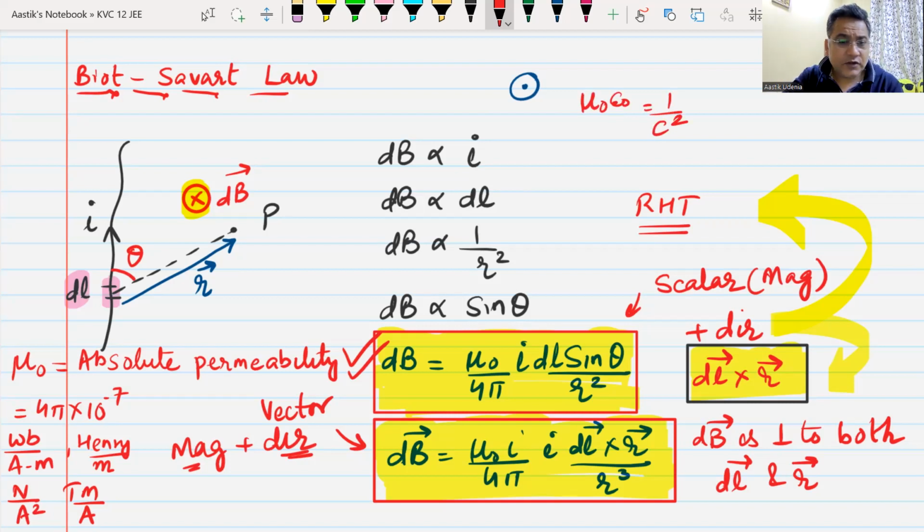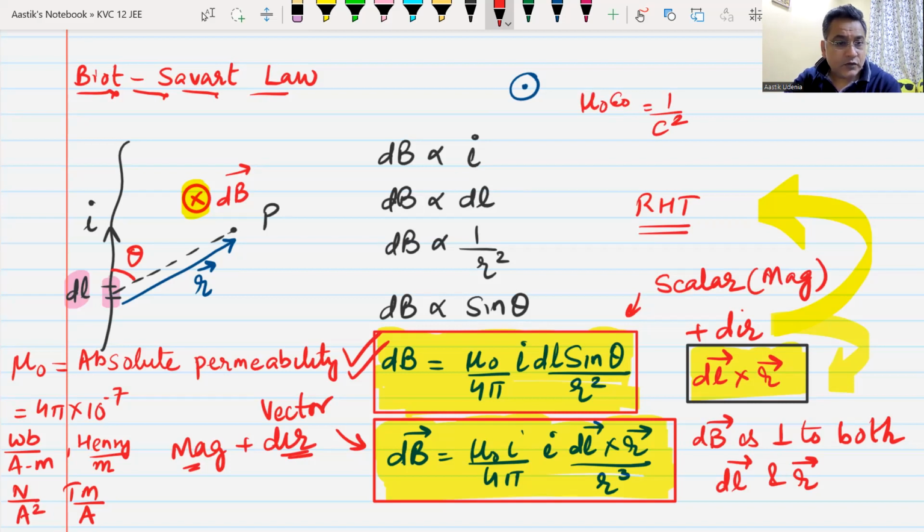Okay, so that is what we did in the previous class, and we are obviously starting this class from here. Remember, this Biot-Savart law gives us the magnetic field created by a very small segment, a current carrying element of the wire.